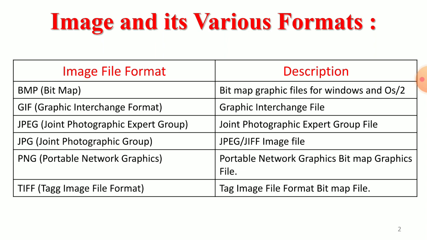Other file formats such as GIF and PNG also use the lossless compression technology, whereas PNG format is comparatively slow in reading and writing. That is the image file formats: .bmp, .gif, .jpeg, .jpg, .png, and .tiff.